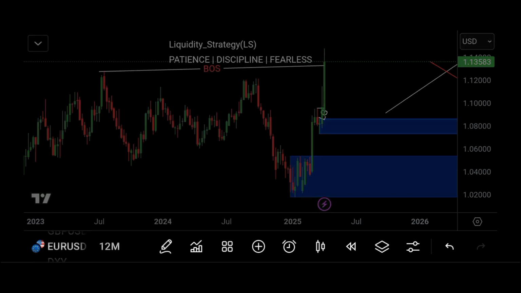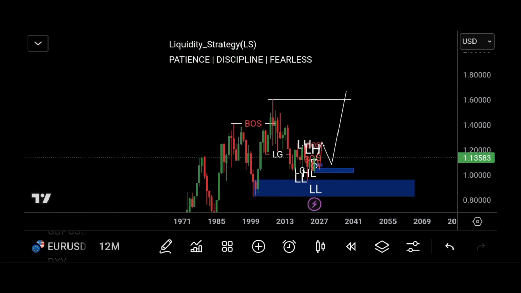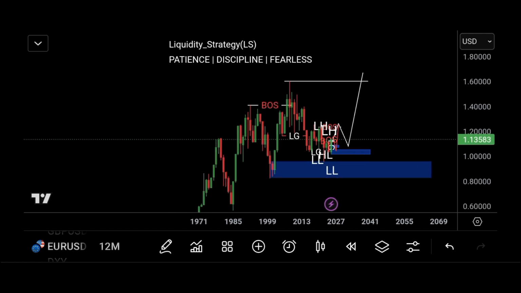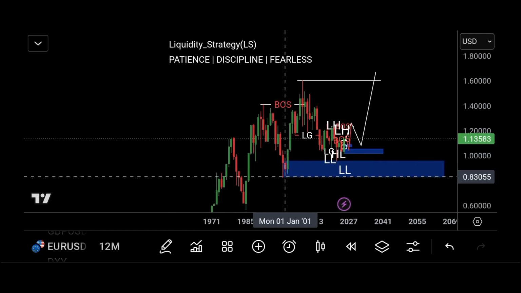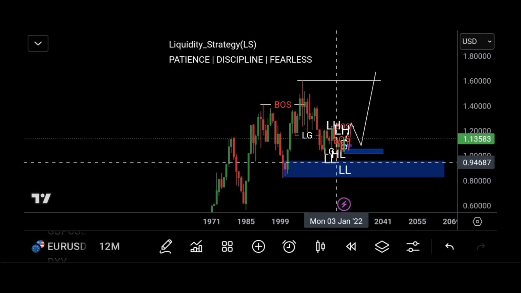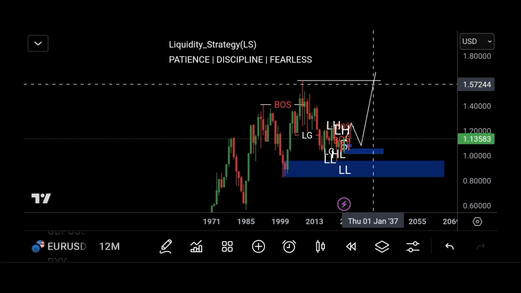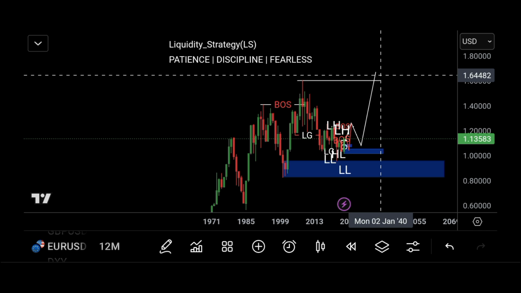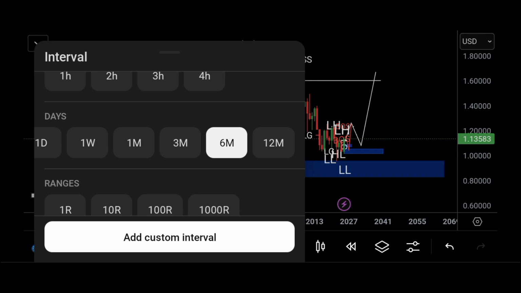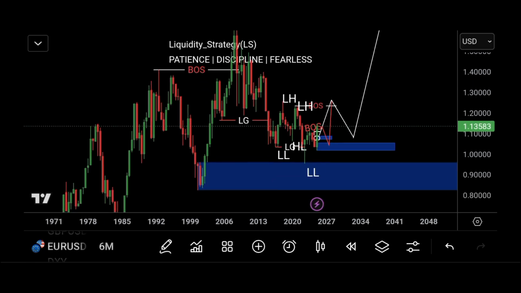On EURUSD, as you can see, this is the yearly chart. This is a recent higher low, and this is a higher high. Market has bounced to this recent higher low demand zone, so we're expecting market to give us another higher high here. This will take decades, but at least we have a clue of what is going to happen. Then let's shift to 6 months. On 6 months, it's still showing us the same thing. Let's shift to 3 months.